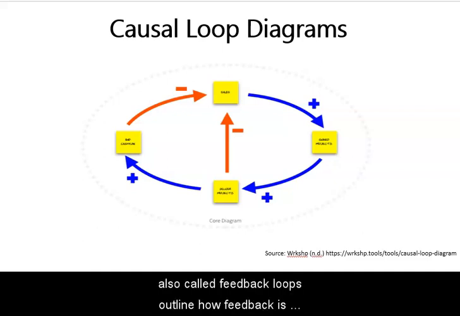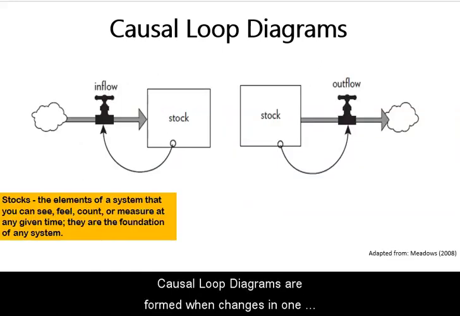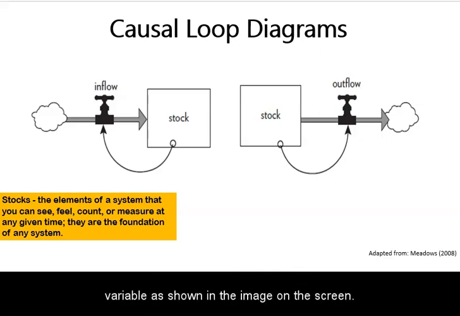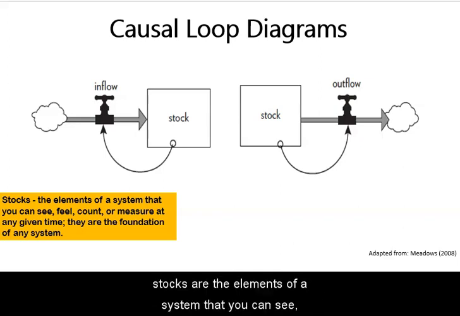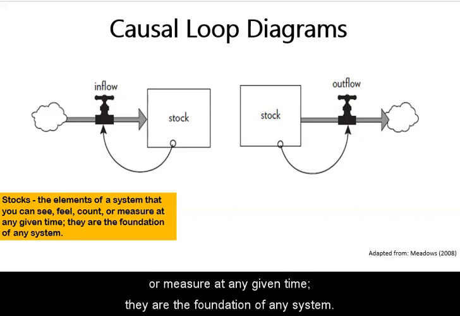Causal loop diagrams, also called feedback loops, outline how feedback is formed in a system through interconnections between variables and how they form a dynamic circular influence. Causal loop diagrams are formed when changes in one variable or stock affects the flows into or out of that same variable, as shown in the image on the screen. As covered in the previous lesson, stocks are elements of a system that you can see, feel, count or measure at any given time, and they are the foundation of any system.